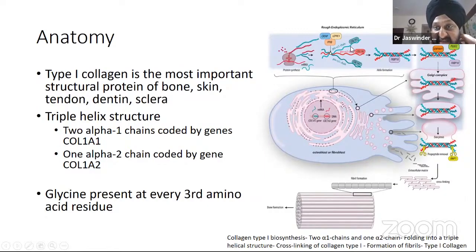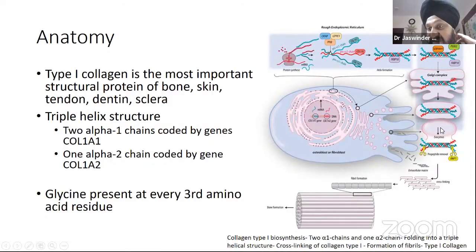In the diagram on the right side, type 1 collagen consists of 2 alpha 1 chains, which are the blue colored chains here, and 1 alpha 2 chain. The alpha 1 chain is coded by the gene COL1A1, and alpha 2 is coded by the gene COL1A2. What happens when this is produced in the rough endoplasmic reticulum? With the ongoing process, there is gradual folding of the collagen, and finally it is extruded out of the cell, which happens normally.